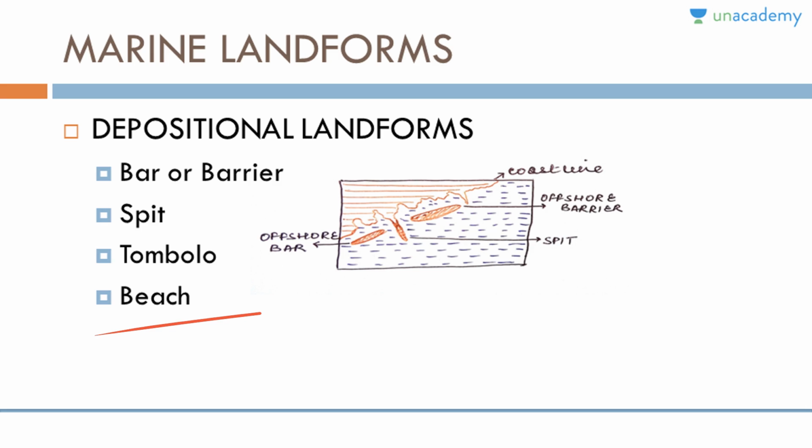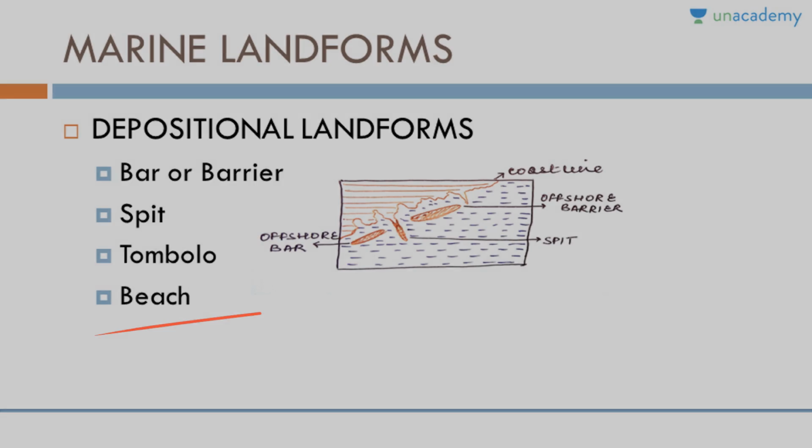Beach is a beautiful and popular landform formed by fine sand particles deposited by low and high tides. When its shape is semilunar, it is called a cusp beach or semilunar beach. For example, Miami Beach in Florida and Kovalam Beach in Kerala.